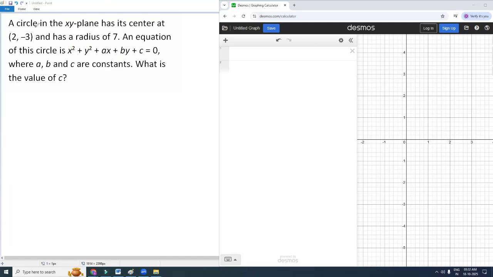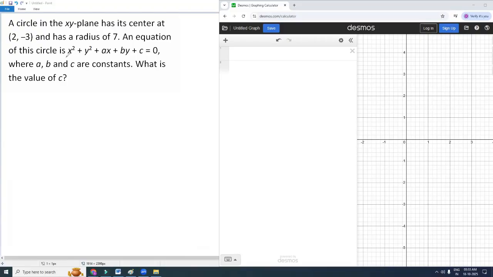Here we have a SAT math problem. Okay, let's cover the question. A circle in the xy plane has its center at (2, -3) and has a radius of 7. An equation of this circle is x squared + y squared + ax + by + c = 0, where a, b and c are constants. What is the value of c?